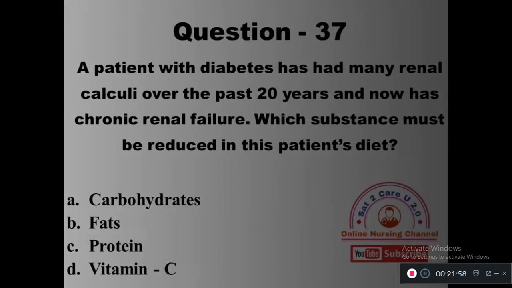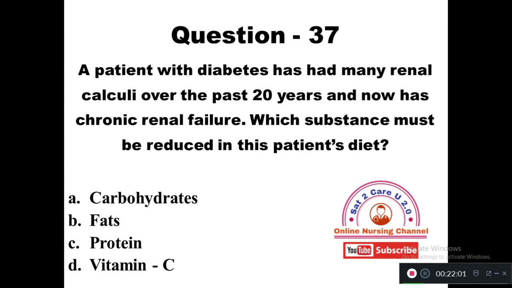37. A patient with diabetes has had many renal calculi over the past 20 years and now has chronic renal failure. Which substance must be reduced in this patient's diet? Option A, carbohydrates. B, fats. C, proteins. D, vitamin C. So in case of renal calculi and chronic renal failure for the past 20 years, the substance to be reduced in the patient's diet should be option D, vitamin C.